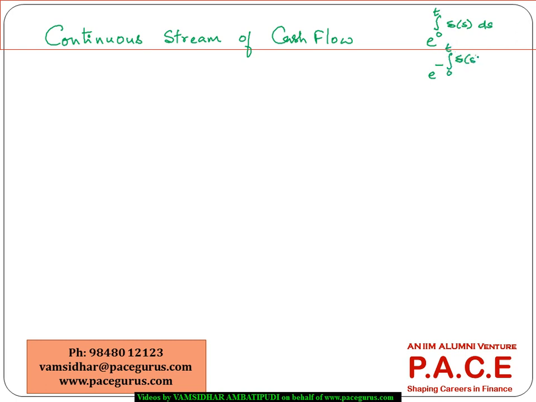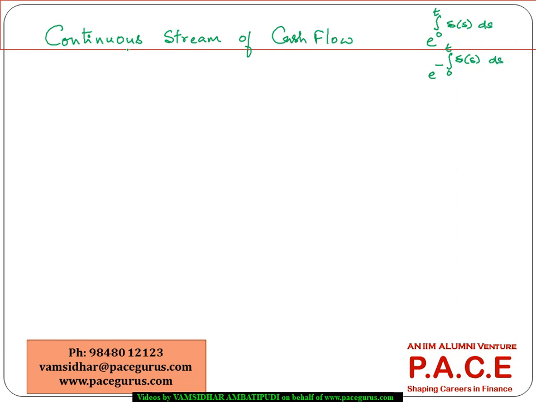But in this case, the other important concept which I would like to drive is, apart from the single cash flows, we are also talking about a continuous stream of cash flows. So these are two important items that I am looking at. When I am talking about a single cash flow, we have already seen to find out the accumulated value, we have said e power integral 0 to t delta s ds.